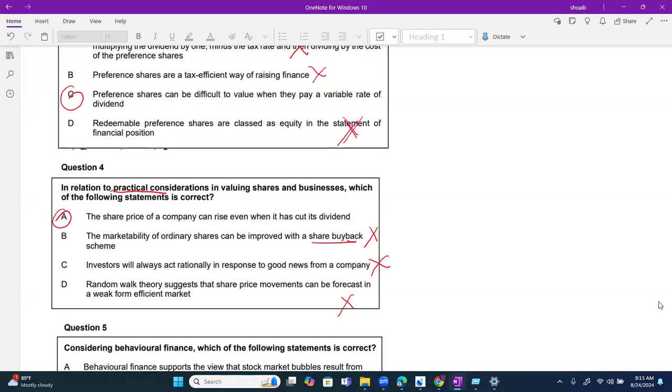Share price of a company can rise even when it has cut its dividend. What should happen? When dividends are cut, share price should fall. But share price can improve because the company can say at the same time, we are cutting the dividend, but we are launching an AI product. Share price will start rising. These days it's the age of AI. I'm giving you an example.